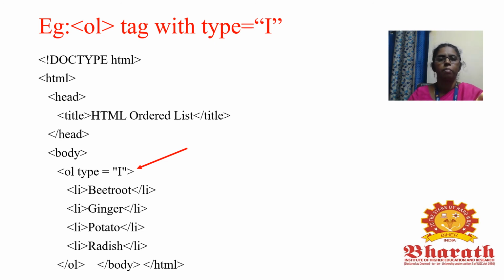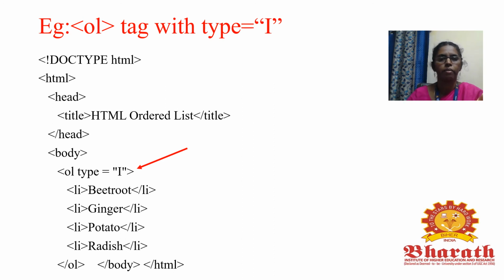Now let us see one by one the various types that we can use within the OL tag. The first example is the OL tag with no type, that is the default value 1 will be taken. Here the OL tag with type is equal to I. So type is equal to I in the sense that the list items will be displayed as uppercase Roman letters I, II, III, IV.